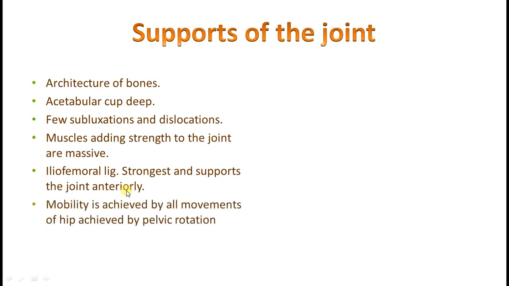In spite of that, there is mobility, because all movements of the hip are actually associated with pelvic rotary movements also. The pelvis either rotates medially or laterally during movements of the hip, especially when you are walking. There is striding of the pelvis. Then the neck shaft angle and a neck narrower than the head all add to the greater mobility of the joint. So here it is a well balanced joint, both for stability as well as mobility.